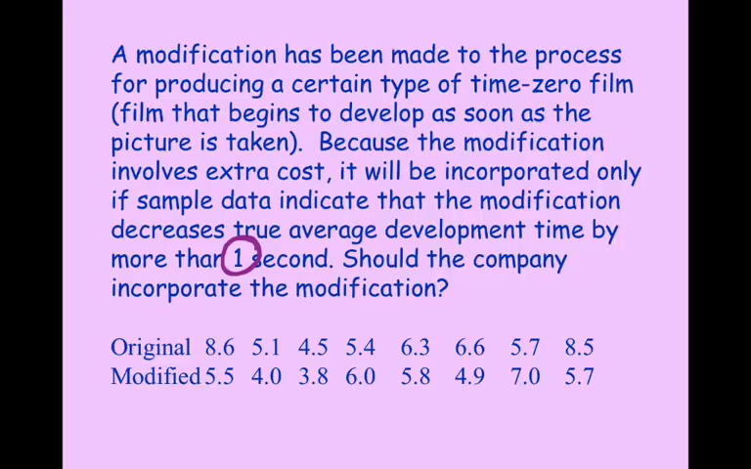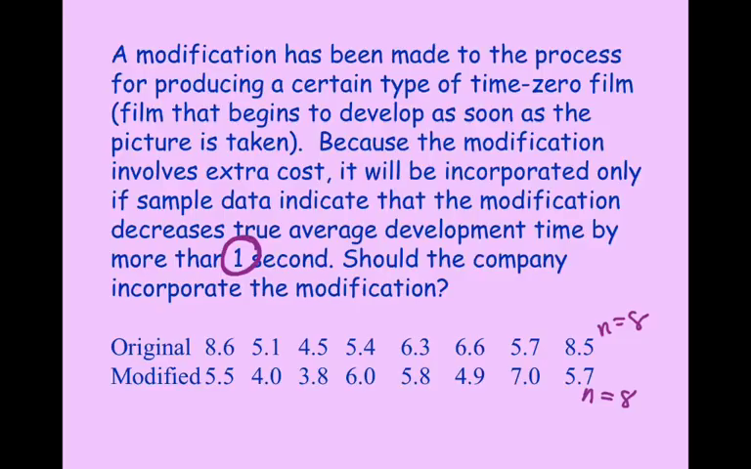So on the last example, our null difference was 0, and our alternative was either greater than 0, less than 0, not equal to 0. Now our null and our alternative are going to be based on a difference of 1, but this actually changes our test statistic calculation. So in order to do this, we have the original data, 1, 2, 3, 4, 5, 6, 7, 8. We have a sample size of 8, and we have a sample size of 8 for our modified, time 0 film. We need to go through and calculate our original and modified mean and standard deviation so we can do this hypothesis test.